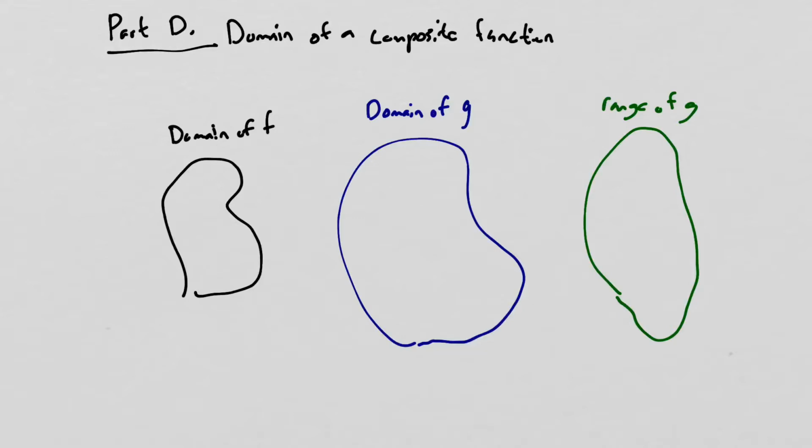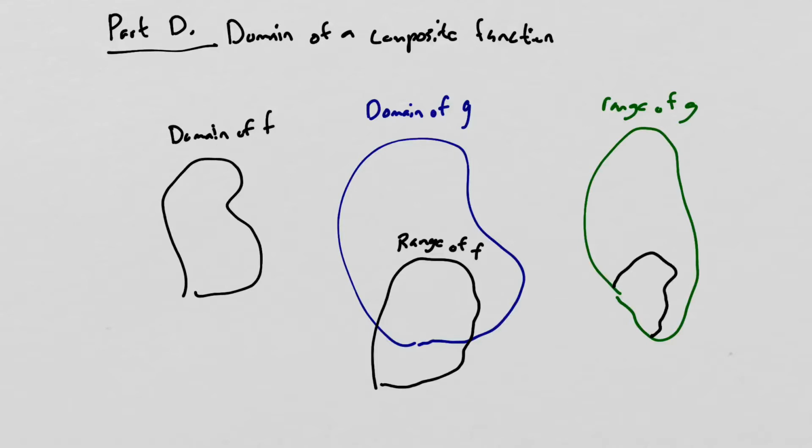Here we have the domain of our function f, the domain of our function g, and the range of our function g. Underneath our map f, the domain of f is mapped to the range. So this black blob in the middle is the range of f, and this is how it intersects the domain of g. So part of the range of f is contained in the domain of g. And then underneath the map g, the range of f is mapped inside the range of g.